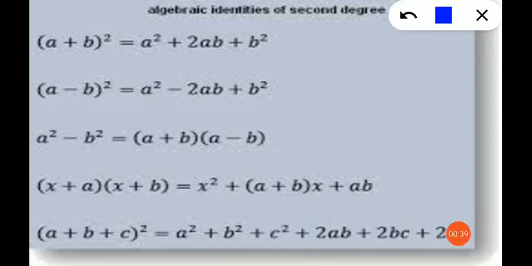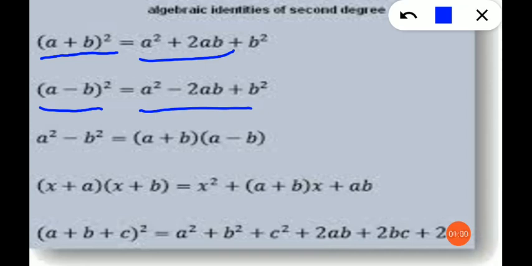The first standard identity of degree 2 is (a plus b) whole square, which is equal to a square plus 2ab plus b square. The second identity is (a minus b) whole square, which is equal to a square minus 2ab plus b square. Third identity is a square minus b square, which is equal to (a plus b) multiplied by (a minus b).